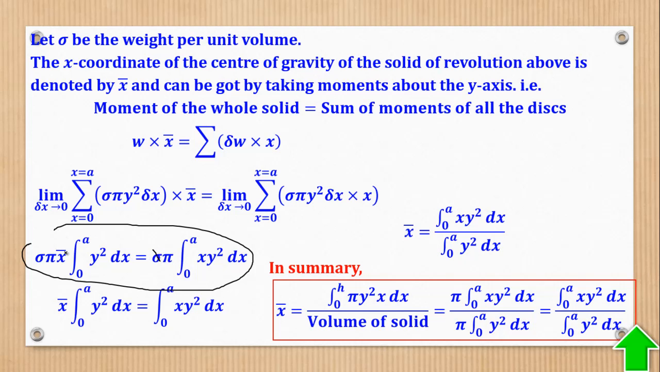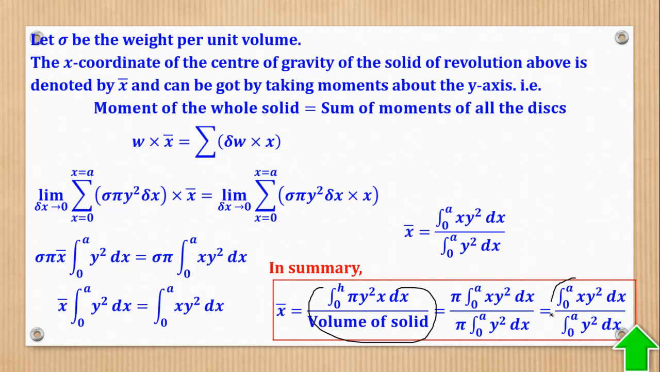Where only rho cancels and we remain with this pi, which gives you this, and this one which gives you volume times x bar. So this works like we did for laminas. It works when the shape of a lamina has a standard formula for calculating its area. Even here, when the shape of a solid has a standard formula for calculating its volume, then that's when you can use this. If not, then you have to use this like that. So those are the two ways of getting x bar.